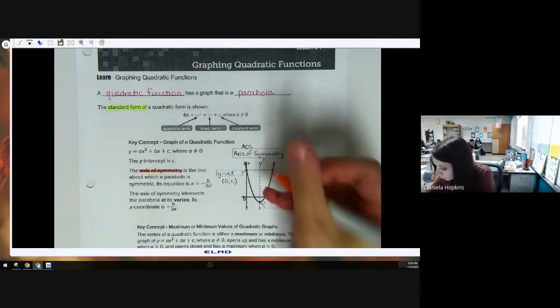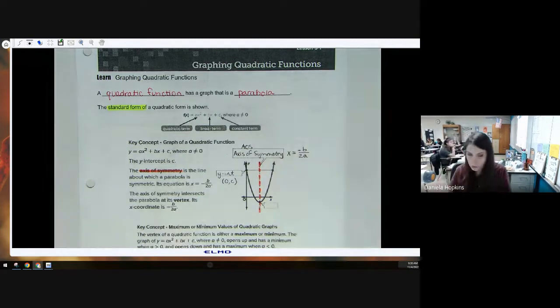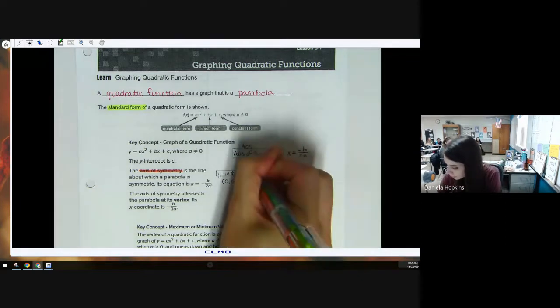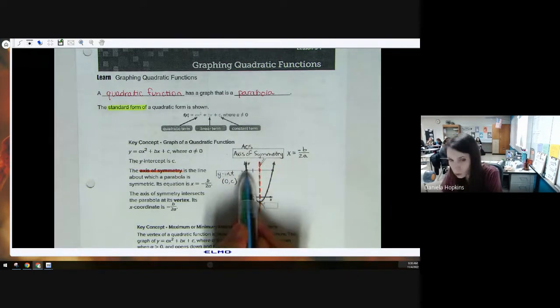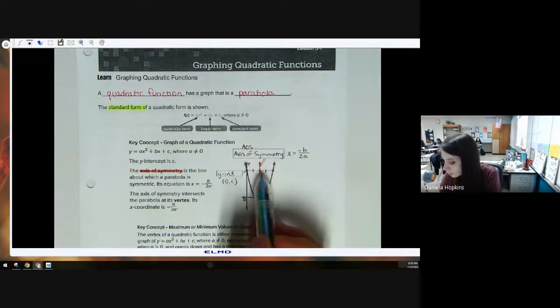And it's x equals because, again, it's this vertical line. How we're going to use that when we're graphing is that this distance here between the axis of symmetry and this point is going to be the same distance from the axis of symmetry to the other side. So we're going to use our y-intercept to graph these.